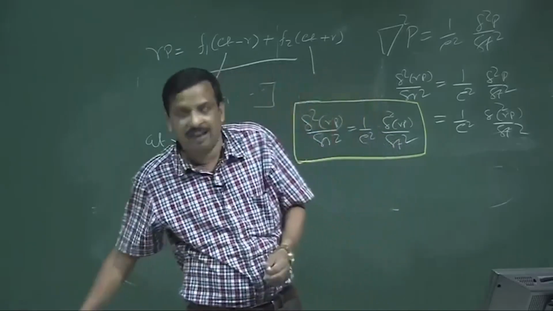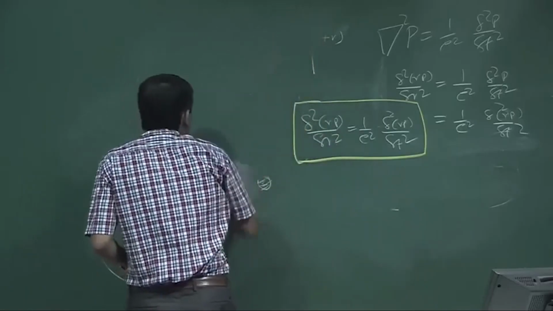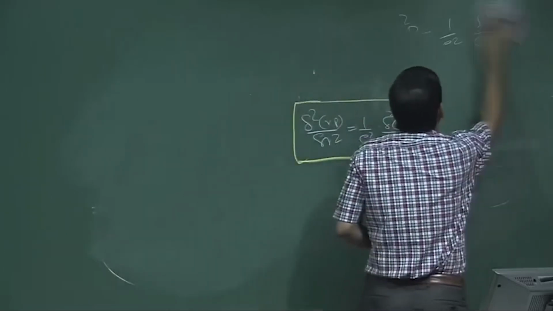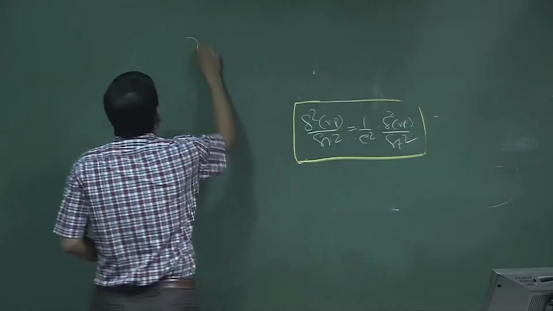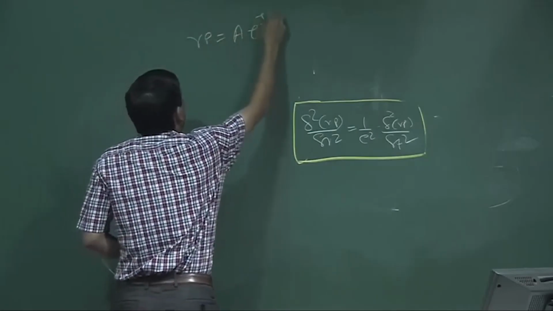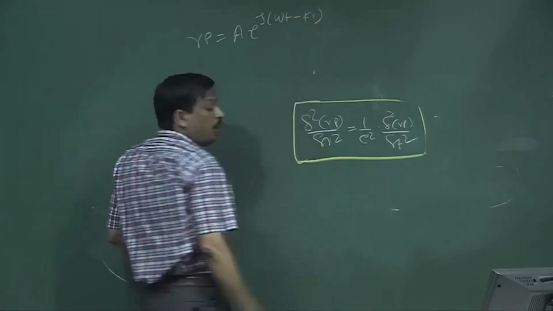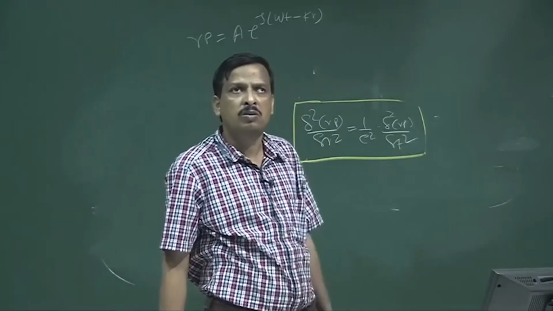Now, let us take r not equal to 0 and proceed. If this is my wave equation, what is the general solution of this wave equation? The general solution is r p is equal to A e to the power j omega t minus k r, where k is the wave constant and r is the distance from the source.